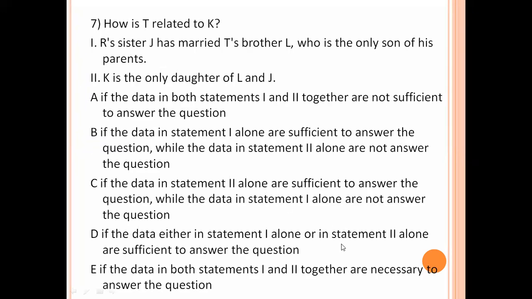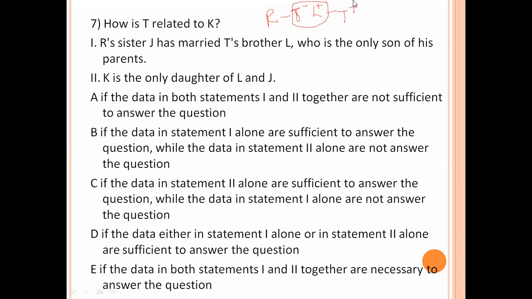How is T related to K? R is sister of J. Sister J has married T's brother L. R's sister is J, married to T's brother L. So whose brother? T's brother.